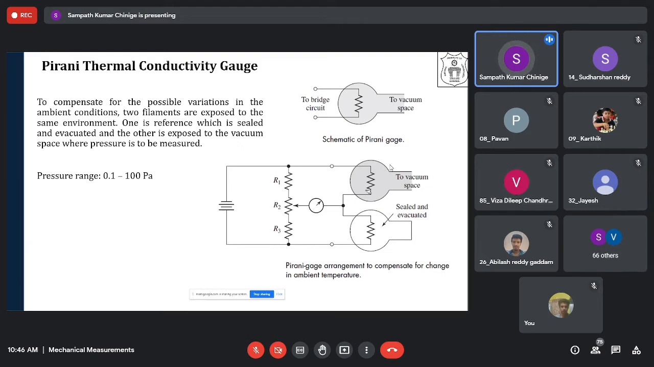So the vacuum pressure range is 0.1 to 100 pascals. What are the limiting conditions that we have in this? As you go on increasing the pressure, the effect of pressure becomes lesser and lesser for the gas. So you cannot go beyond that range. That is why the pressure range is 0.1 to 100 pascals, which is very, very low, not beyond that. As the pressure of the gas increases, its effect on the thermal conductivity is not huge. It becomes a weak function.